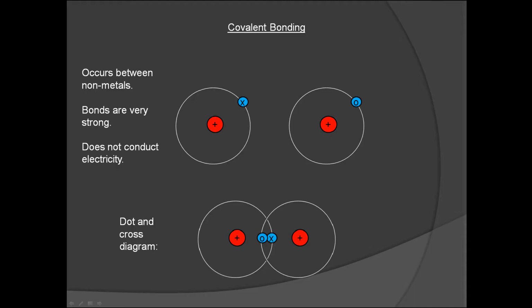Covalent bonds can be shown through dot and cross diagrams, such as this hydrogen 2 molecule. Covalent structures can't conduct electricity as there are no charged particles to carry an electrical current. However, some giant covalent lattices have delocalized electrons and therefore can conduct electricity.